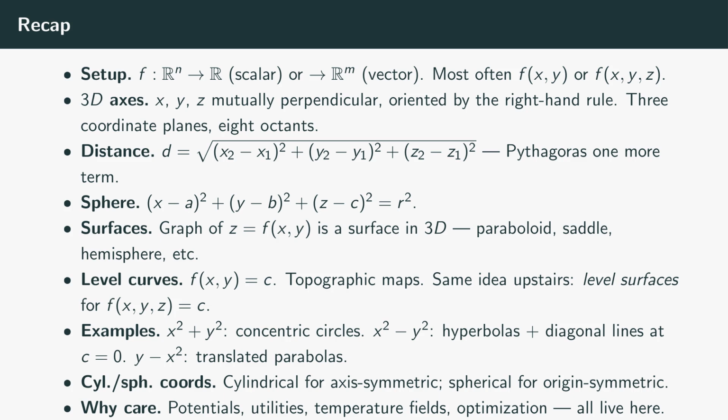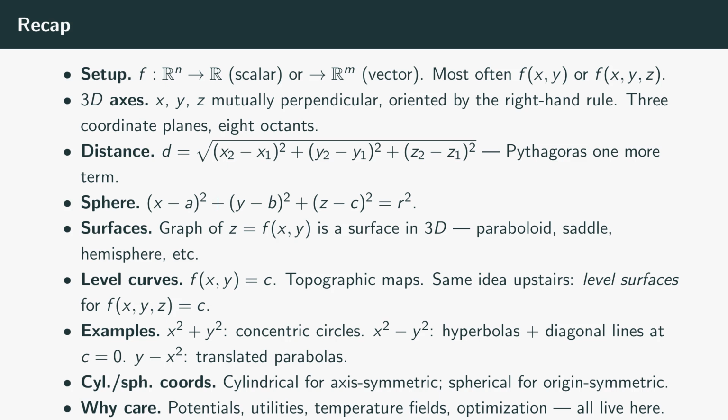Three-dimensional space is built from three mutually perpendicular axes through the origin, oriented by the right-hand rule: curl from x to y, thumb points along z. The three coordinate planes divide space into 8 octants. The distance formula is Pythagoras with one more squared term. Distance squared equals delta x squared plus delta y squared plus delta z squared.